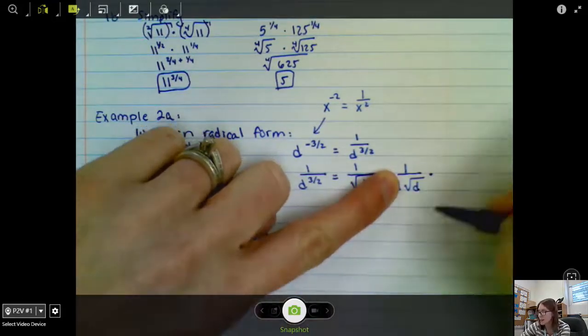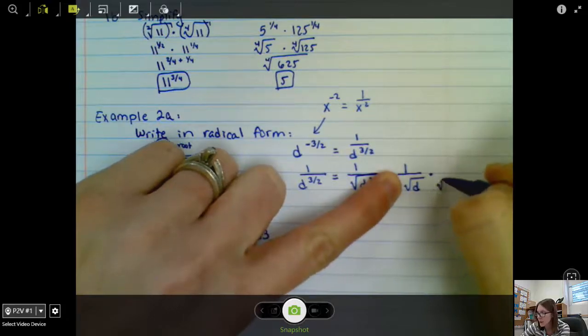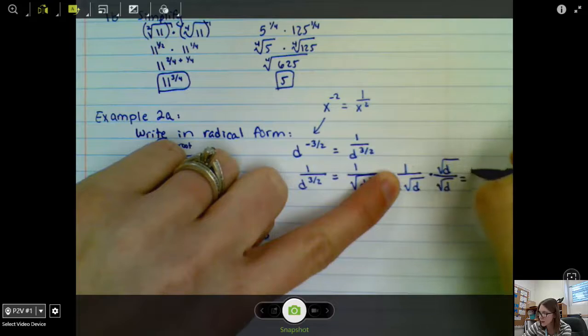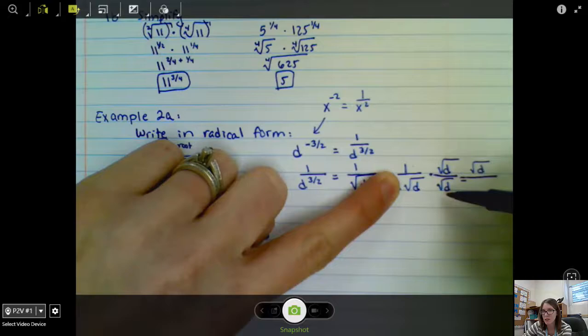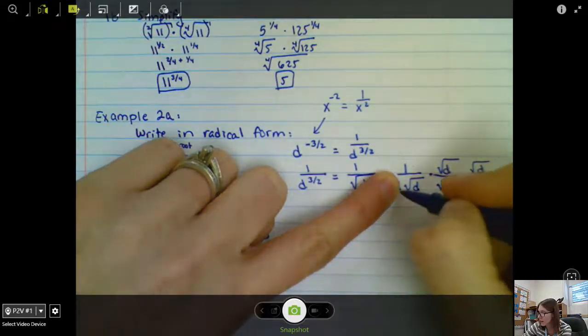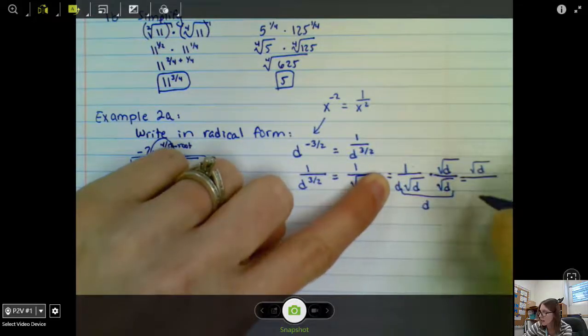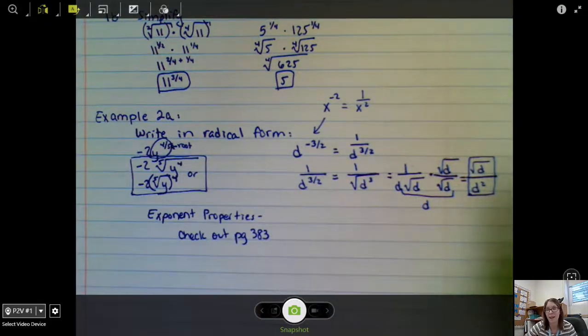Well, square root of d, we still can't square root, but if we multiply by square root of d, then we can work with this. 1 times the square root of d over, well, the square root of d times the square root of d is d. And d times the d that was already there is d squared. We still need to keep some of those things in mind. We don't want to have radicals in the denominator.